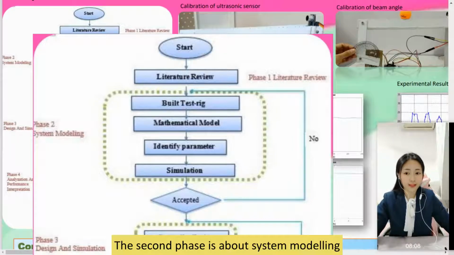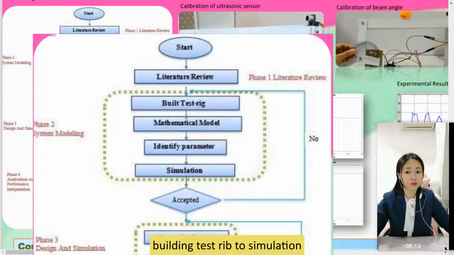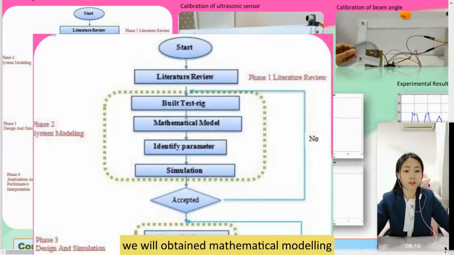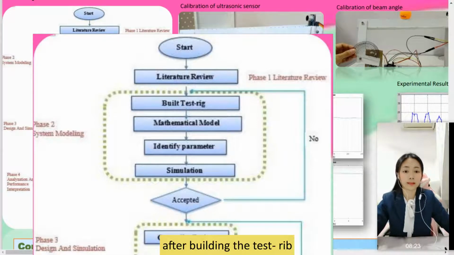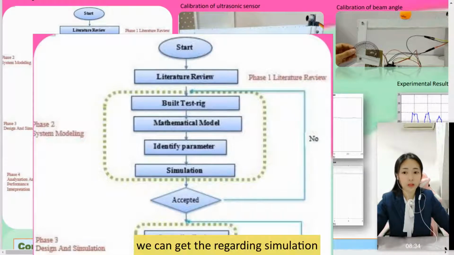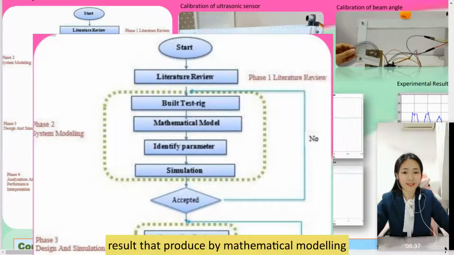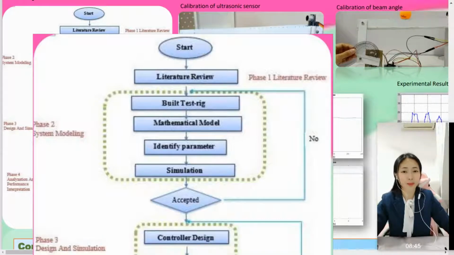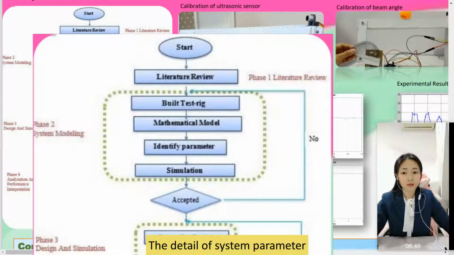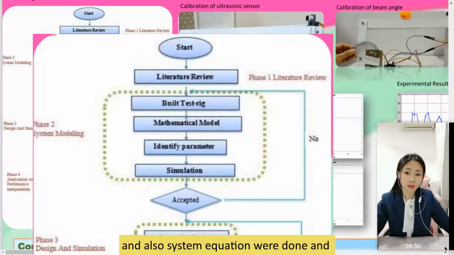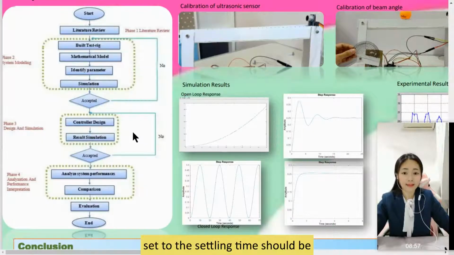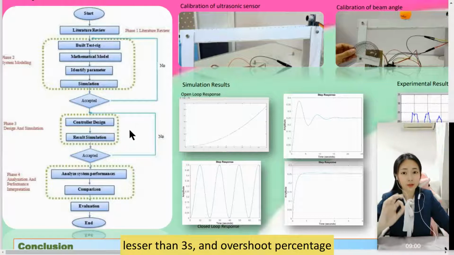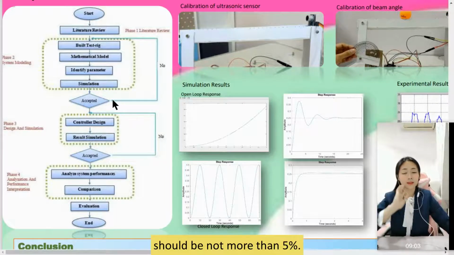The second phase is system modeling. It describes the steps from building the test rig to simulation. We will obtain the mathematical model from physical derivation and system identification after building the test rig. By using MATLAB software, we can get the simulation result of the mathematical model. The details of the system parameters and system equations are shown in the report. The design criteria of the system are set so that the settling time should be less than 3 seconds and the overshoot percentage should be not more than 5%.